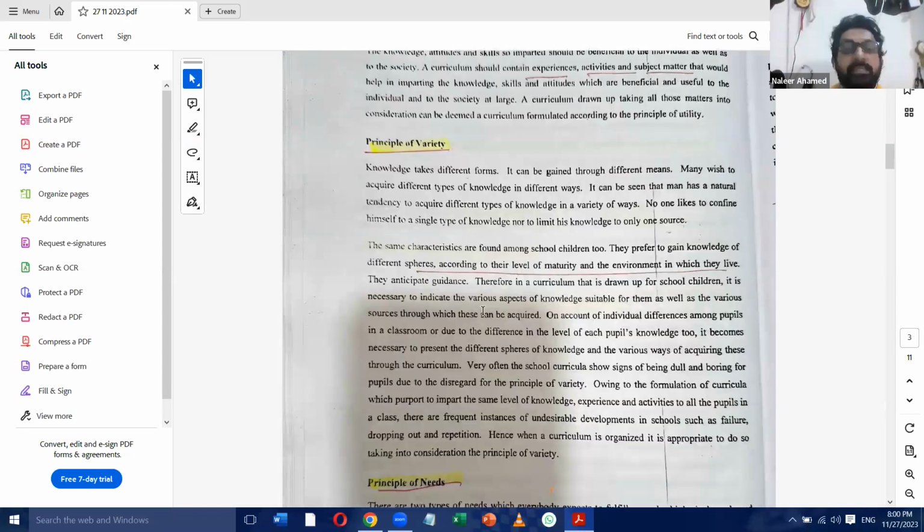The same characteristics are found among school children too. They prefer to gain knowledge of different spheres according to their level of maturity and the environment in which they live. They anticipate guidance. Therefore, in a curriculum that is drawn up for school children, it is necessary to indicate the various aspects of knowledge suitable for them as well as the various sources through which this can be acquired. On account of individual differences among pupils in a classroom, or due to the difference in the level of each pupil's knowledge, it becomes necessary to present the different spheres of knowledge and the various ways of acquiring this through the curriculum. So that is the variety, through different types of knowledge acquiring systems.